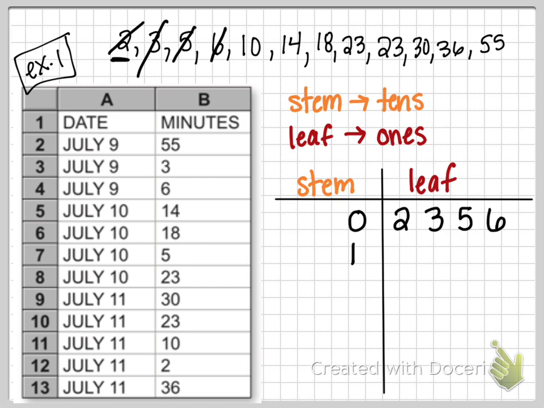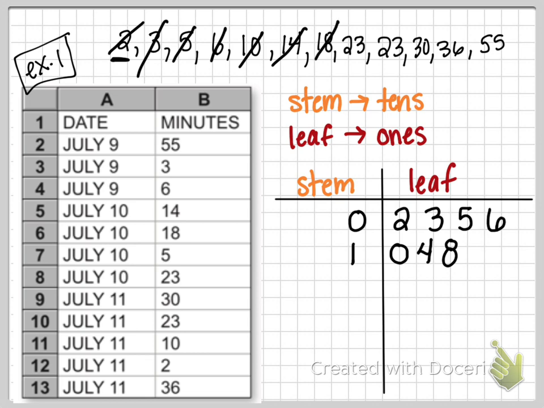What is our leaf of 10? Dylan? 0. So that goes on our leaf. 14 also has a stem of 1. What is its leaf? 4. Do you see how this works? Yeah. Okay, 18 has a stem of 1 and a leaf of 8.